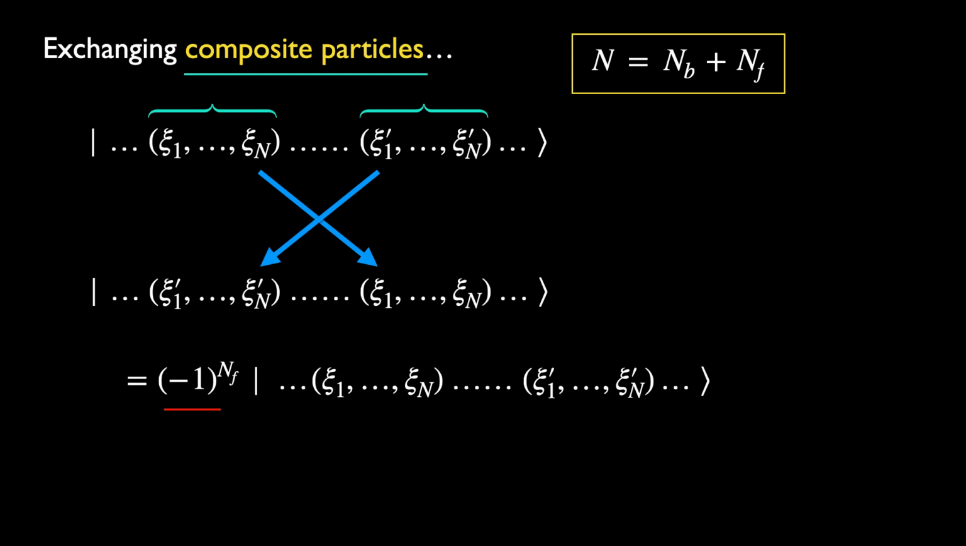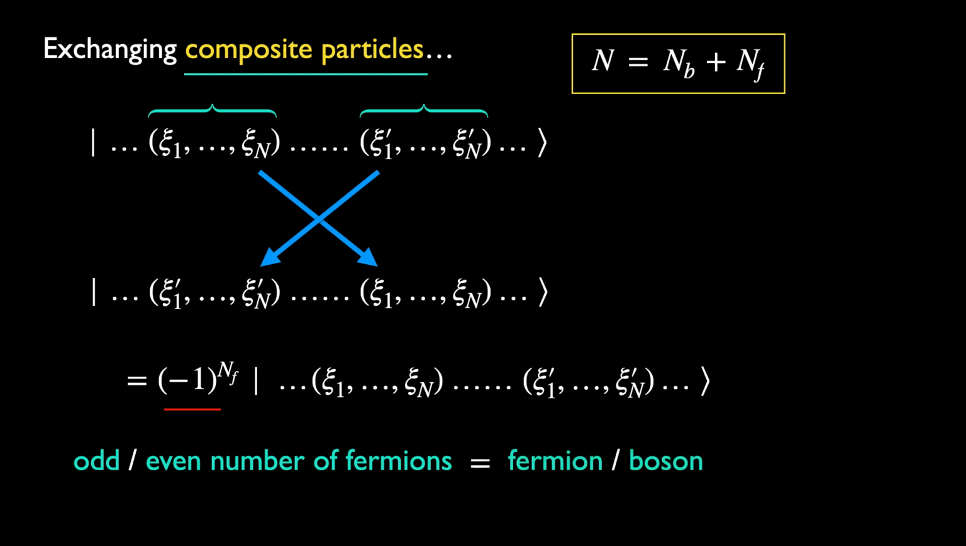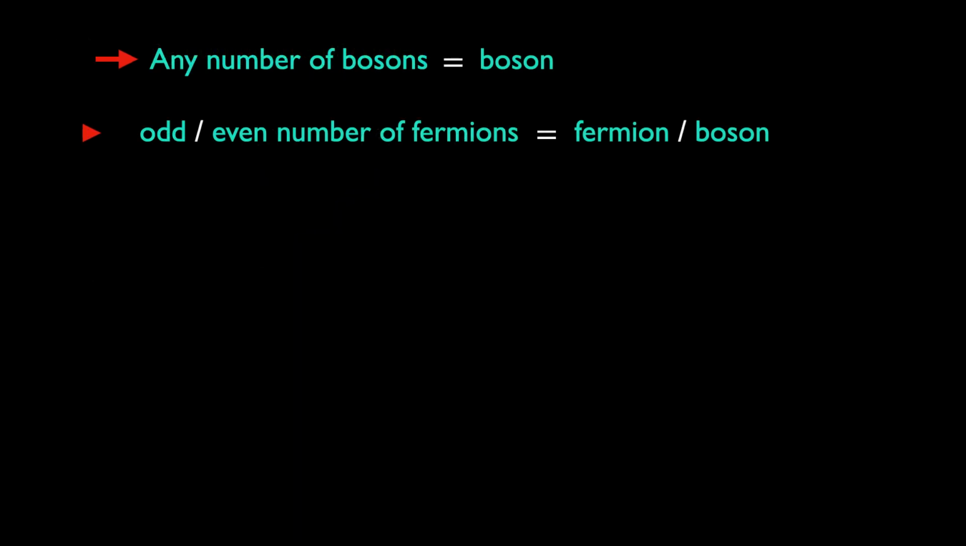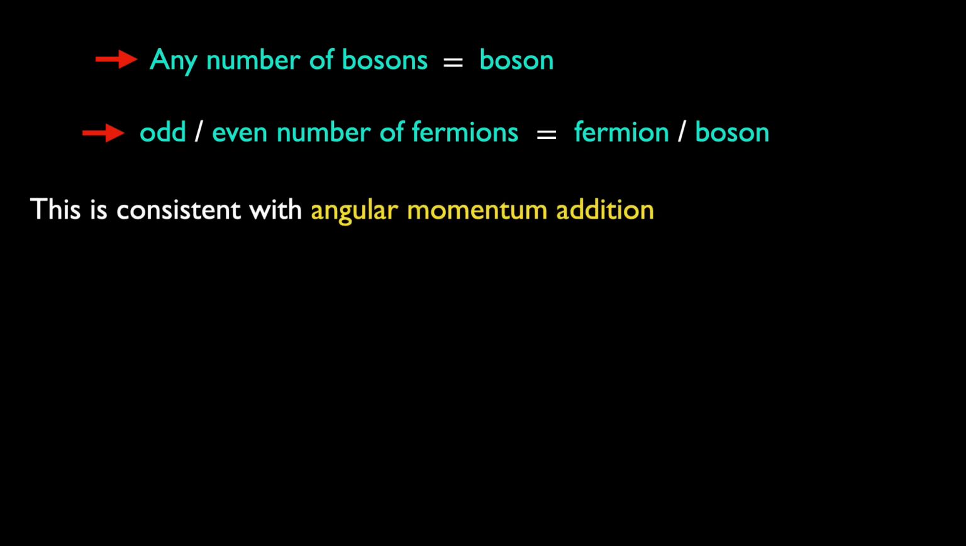Therefore, if there are no fermions, the composite particle of any number of bosons is still a boson. On the other hand, if all the particles are fermions, then the composition of an odd number of fermions remains a fermion, while an even number of them makes a boson. These rules of particle compositions are consistent with the addition of angular momenta of the particles.